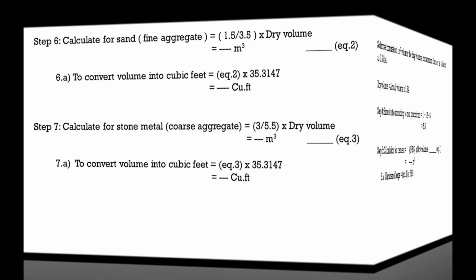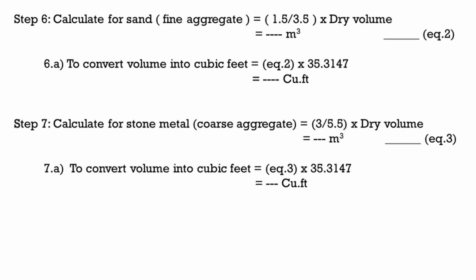Similarly, for sand calculation, we will proceed as portion of sand divided by the total sum of ratio, that is 5.5, which is multiplied by dry volume. You get it in cubic meters. To get it in terms of cubic feet, multiply by 35.3147. And the same procedure holds good for the calculation of coarse aggregate also. Now friends, we have got the cement quantity in terms of number of bags, and sand and coarse aggregate volume in terms of cubic feet.